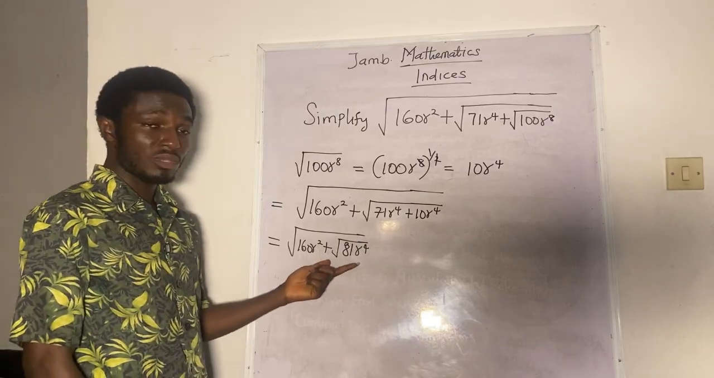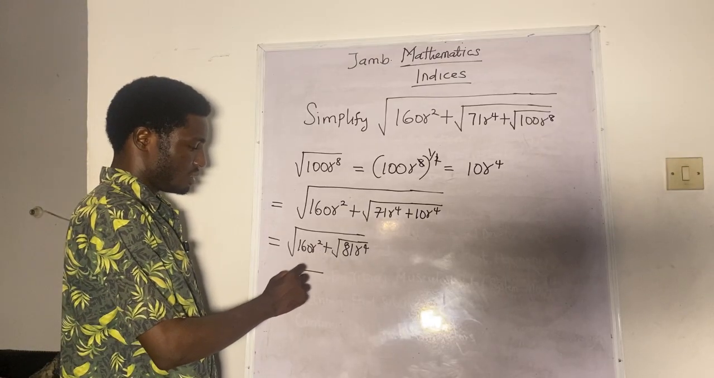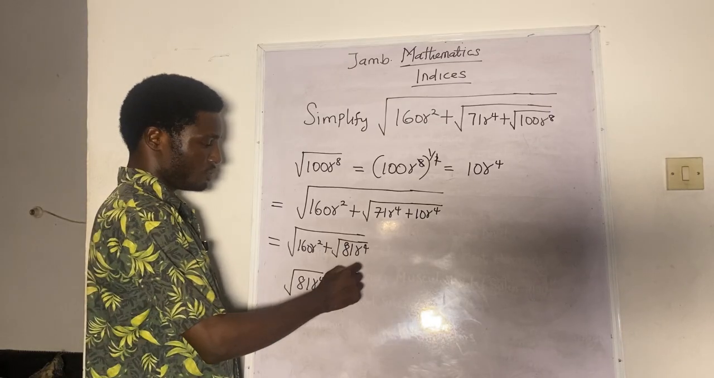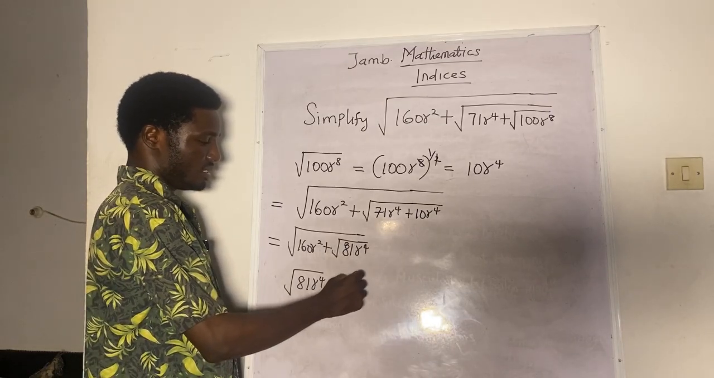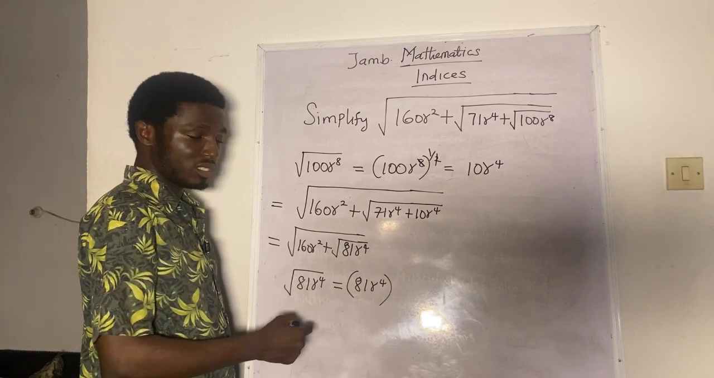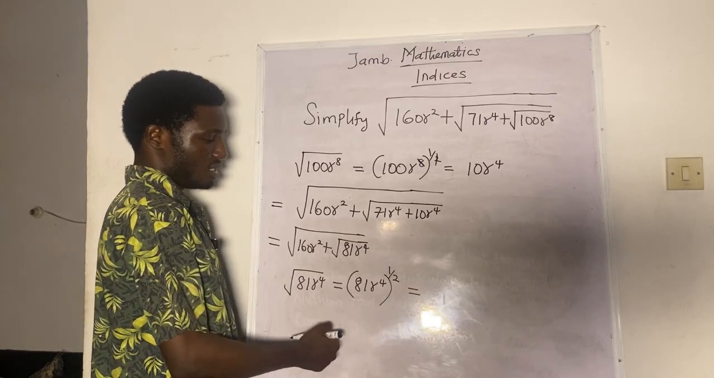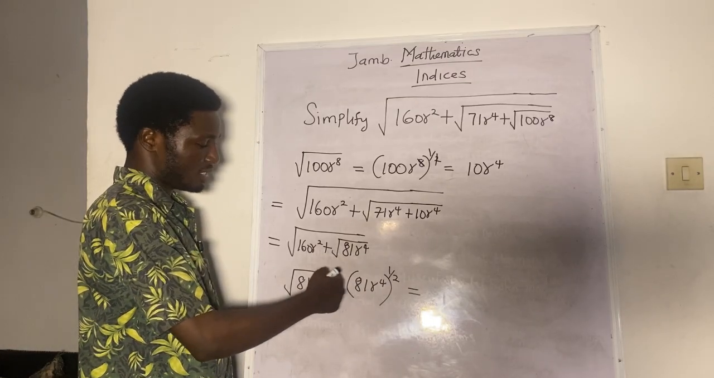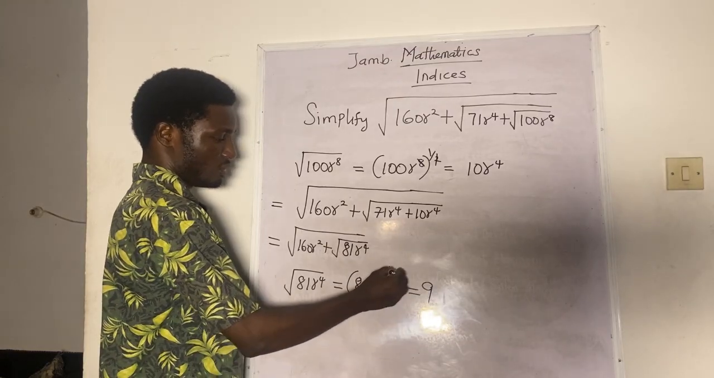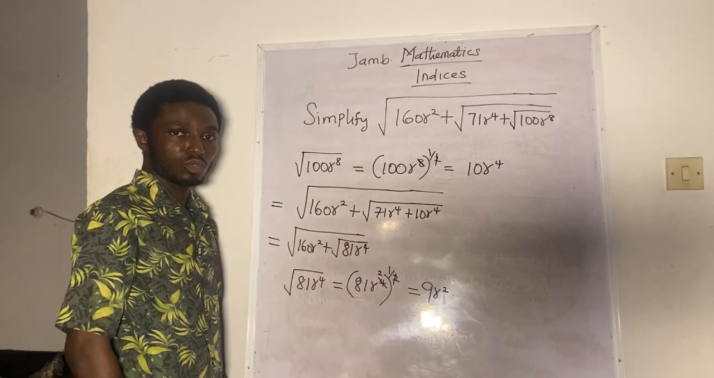Having done that, we also pick this other square root that is outside. We pick it and then it becomes 81r⁴ in open brackets, we close the bracket. This square root means half, we put our half there. Remember that this one half is the same as square root. So the square root of 81 is 9, and 4 times a half is 2. So that becomes 9r².